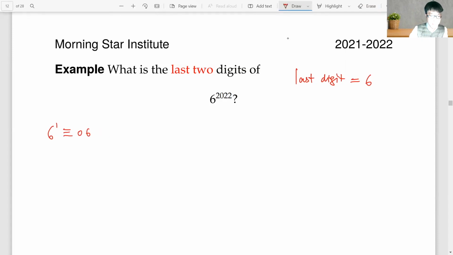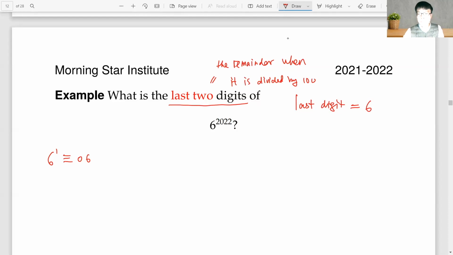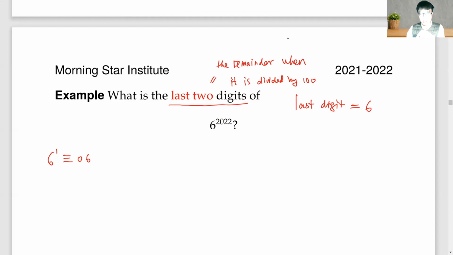Okay, let me have a remark. So here the last 2 digits is also equivalent to the remainder when it is divided by 100. All right. The last 2 digits is the remainder when the number is divided by 100. So we can write 6 is 06 mod 100. So this is essentially a remainder question.